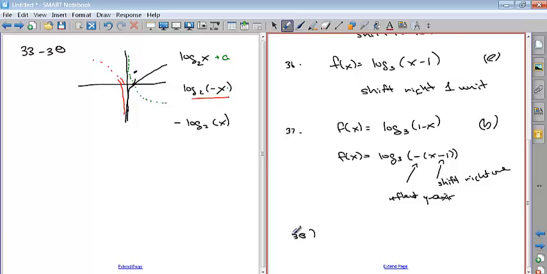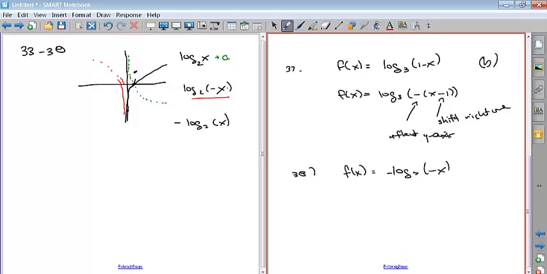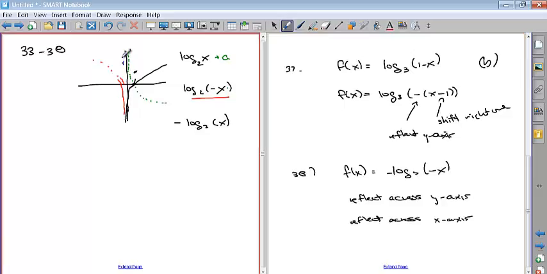And then 38 is f of x equals negative log to the base 3 of negative x. So we have a negative and a negative. What happens here is we reflect across the y-axis with this first negative, and this second negative here reflects across the x-axis. It doesn't matter which order you do it in, because if you think about this, let me get blue. So here's the original function reflected across the x-axis. Then if you reflect the green across the y-axis, it's going to look something like that.